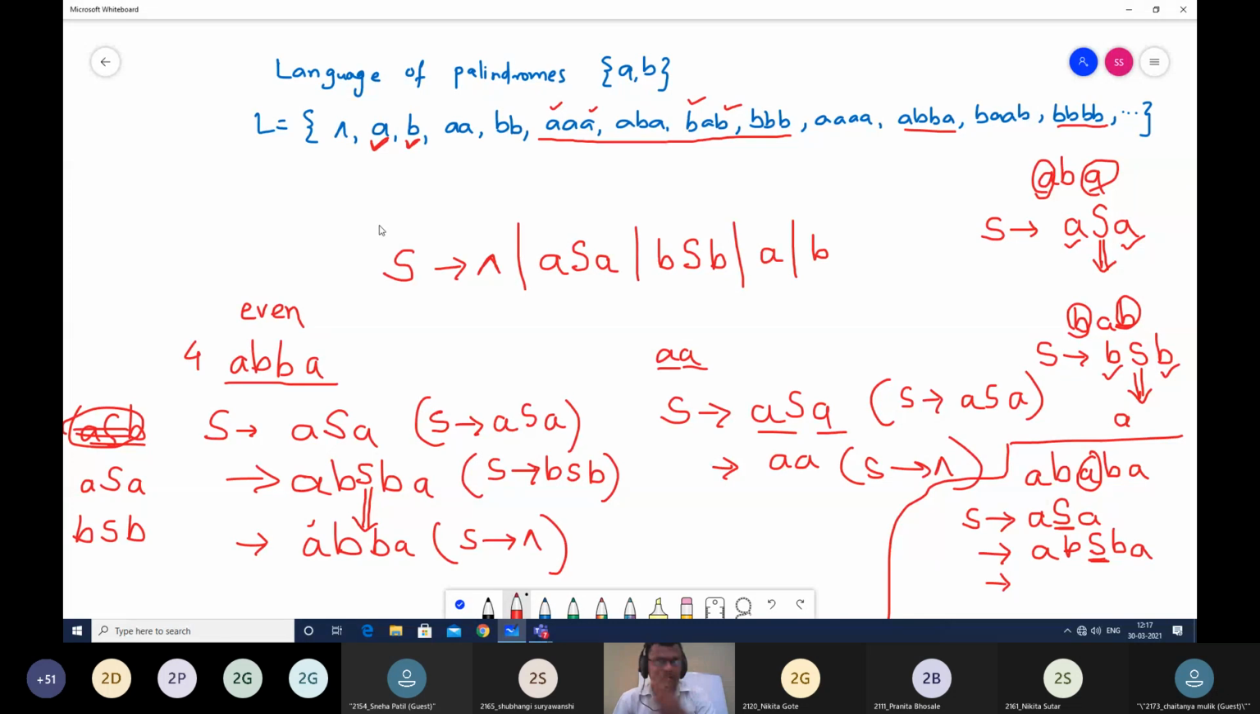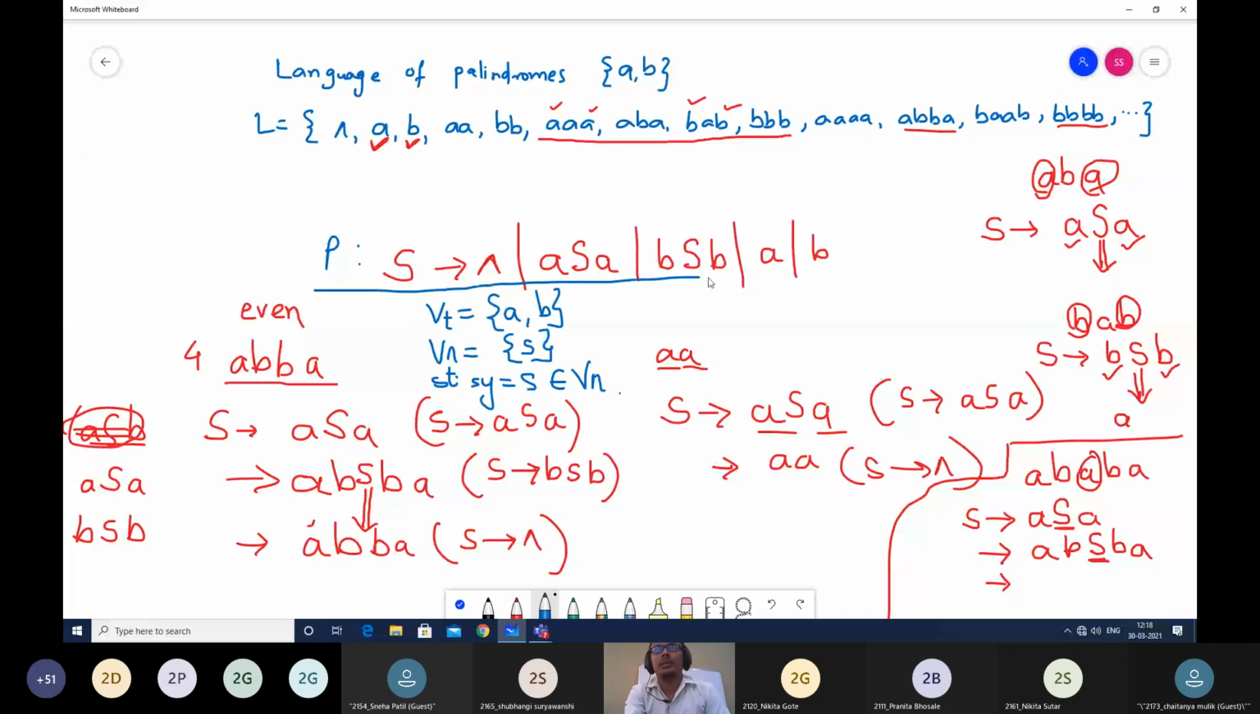Is it understood, my dear students? So what will be my VT here? My VT is A and B. What is my VN? VN is capital S, only one non-terminal. What is the starting symbol of this grammar? It is S, which belongs to VN, and this is my production rule. And one string you can solve, one odd length and one even length. Is it clear? Example?